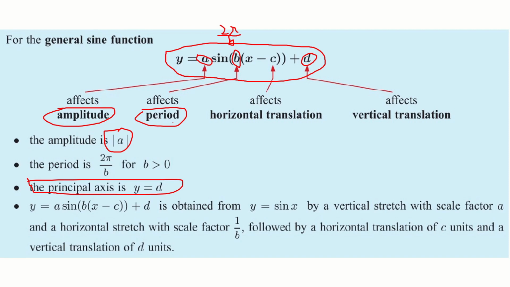Now, to give some context on the function itself, y equals a sine of b times x minus c plus d is obtained from y equals sine x by a vertical stretch with scale factor a and a horizontal stretch with scale factor 1 divided by b, followed by, as I didn't mention earlier, a horizontal translation of c units. The c value here is the horizontal translation, that means you'll move it towards the right if c is positive and the left if c is negative.